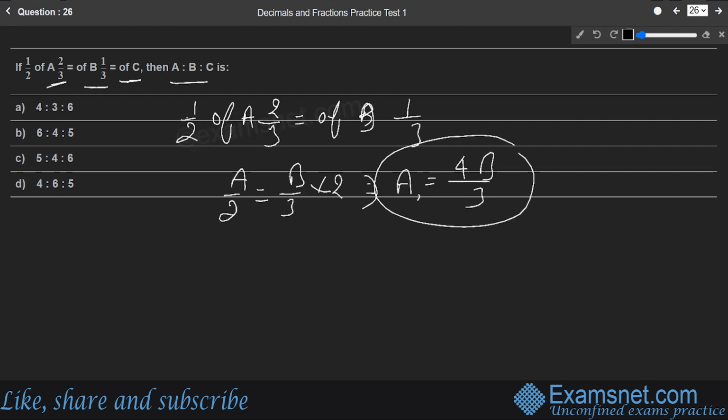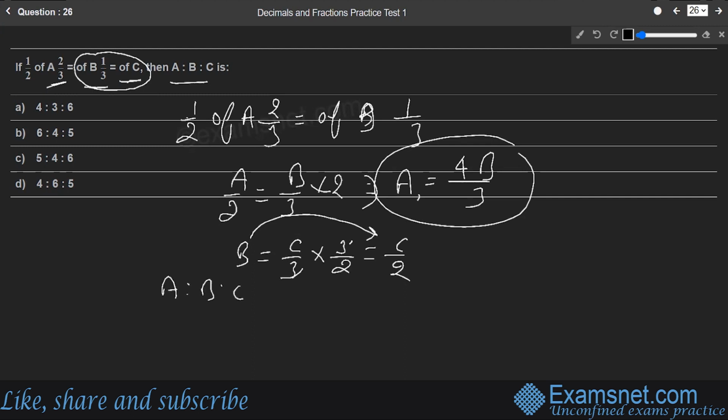Now let us go for B. The expression for B is given as 2 by 3 of B equals 1 by 3 of C. So if we use that, B is going to be C by 3 into 3 by 2. That is nothing but C by 2 itself, as 3 and 3 get cancelled. So B's expression is C by 2 and A's expression is 4B by 3. So the ratio A is to B is to C: A can be written as 4B by 3, B can be written as C by 2, and C can be written as just C.